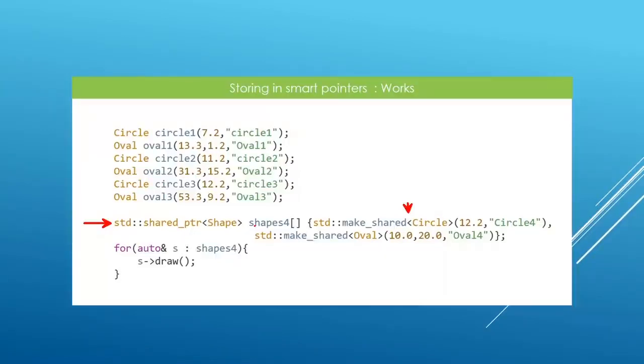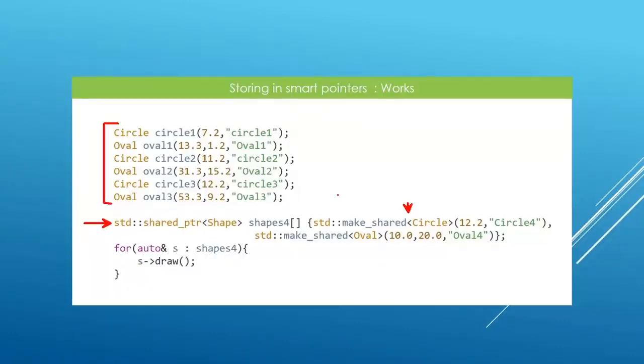If it is a raw piece of data, your data is going to be sliced off if you store derived objects in a collection that is designed to store base class data. If you store references, that's not even going to compile. But if you store any kind of pointer, raw or smart, this is going to work because polymorphism was designed in the first place to work with base pointers that are managing derived objects. And this is really cool, and I want you to be aware of this.